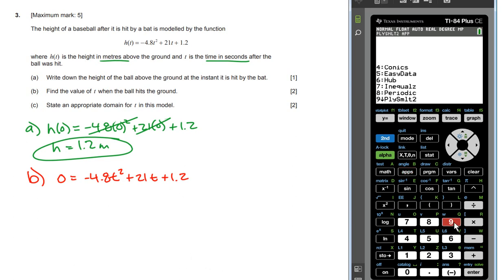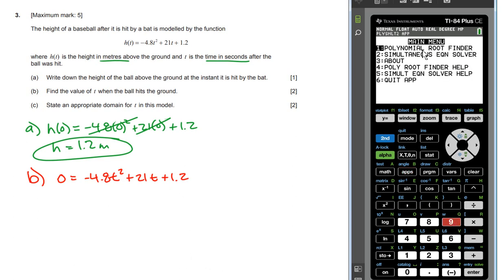So in this case, it's number 9. And we're going to do Polynomial Root Finder. This Polynomial Root Finder is the quadratic formula, and it's just going to solve it for you. The only other one you'd ever use on this would be Simultaneous Equation Solver. Those are the only two programs really there. That's if you have 2 equations with 2 unknowns or 3 equations with 3 unknowns.